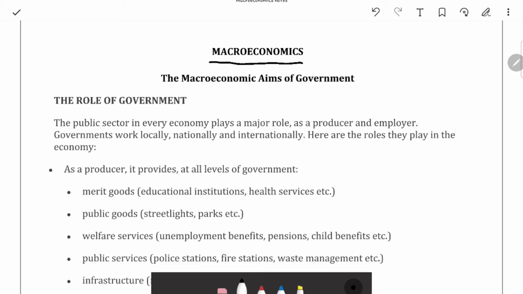So without further ado, let's begin with the first topic, where we have a look at the macroeconomic aims of the government.